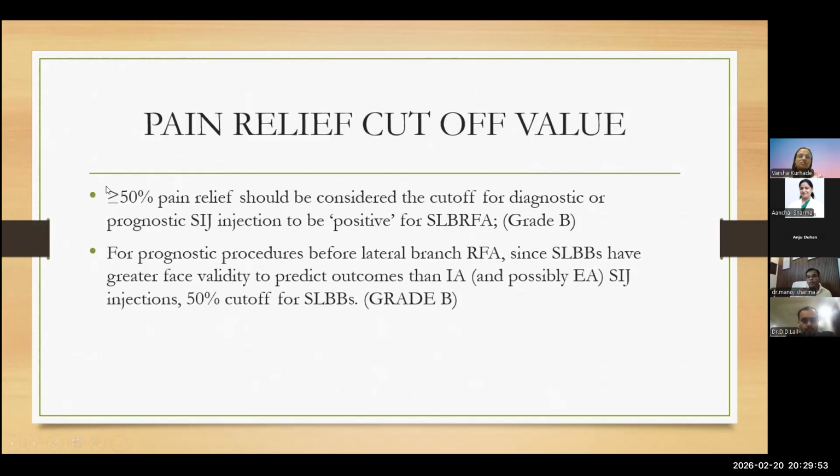Then the pain relief cutoff value: usually more than or equal to 50% pain relief should be considered the cutoff for a diagnostic and prognostic sacroiliac injection to be positive for sacral lateral branch radiofrequency ablation. This has grade B evidence. And for the prognostic procedure before lateral branch RFA, if we consider extra-articular pathology, then pain relief should be more than 50% for sacral lateral branch blocks.